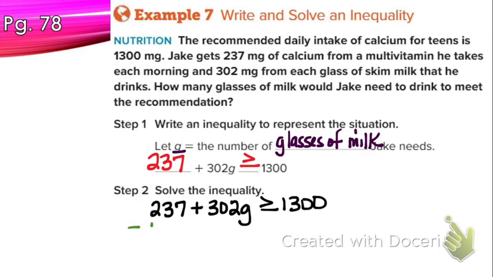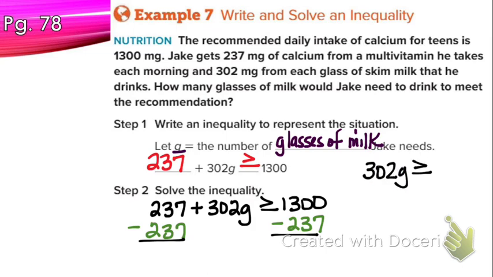We're going to start by subtracting 237. And when you subtract that, you get 302G is greater than or equal to, what is 1,300 minus 237? 1,063. Who has 1,063?